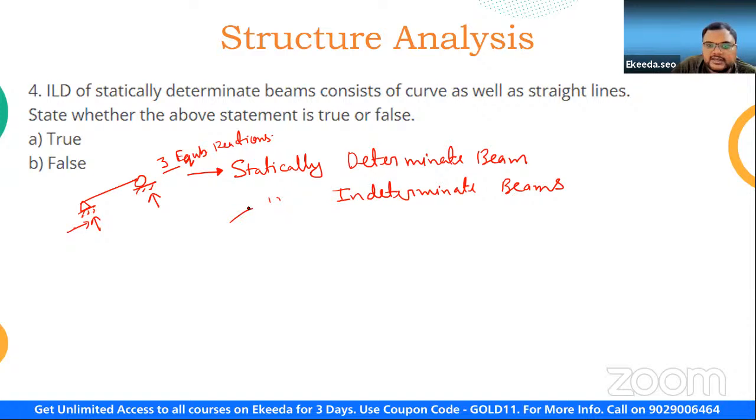Now, when we say that a beam is statically indeterminate, let us say that this is a beam. In this case, we have a total of 5 reactions. See here.